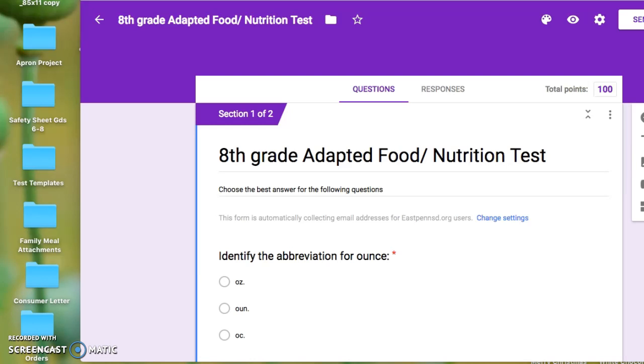Yeast must be dissolved in a liquid that is: mark only one oval. Between 110 degrees Fahrenheit and 100 degrees Fahrenheit, between 120 degrees Fahrenheit and 130 degrees Fahrenheit, hot to touch. Choose the best answer. What is a reason for kneading the yeast dough? Mark only one oval. To mix ingredients together, to develop gluten, to improve the flavor of the dough. What are the steps for kneading the dough?